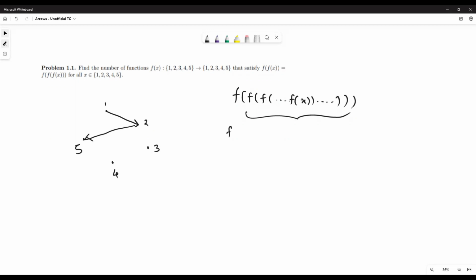And let's take an example function. f of 1 equals 2, f of 2 equals 5, f of 3 equals 3, f of 4 also equals 3, and f of 5 equals 4. So this goes to itself. This goes. Okay, so this is the arrowed version of this function. Is that okay?